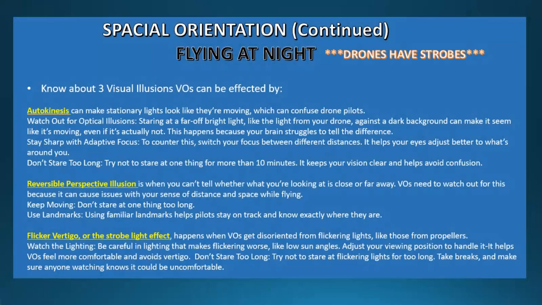A reversible perspective illusion is when you can't tell whether what you're looking at is close or far away. If you remember the incident that happened in New Jersey, or started in New Jersey back in the fall of 2024, when they thought there were drones everywhere and UFOs, a lot of that happened because of an illusion known as reversible perspective illusion. If you recall, a lot of news was reporting, aviation experts referring to it as a parallax effect. But what they're referring to is this one, the reversible perspective illusion.